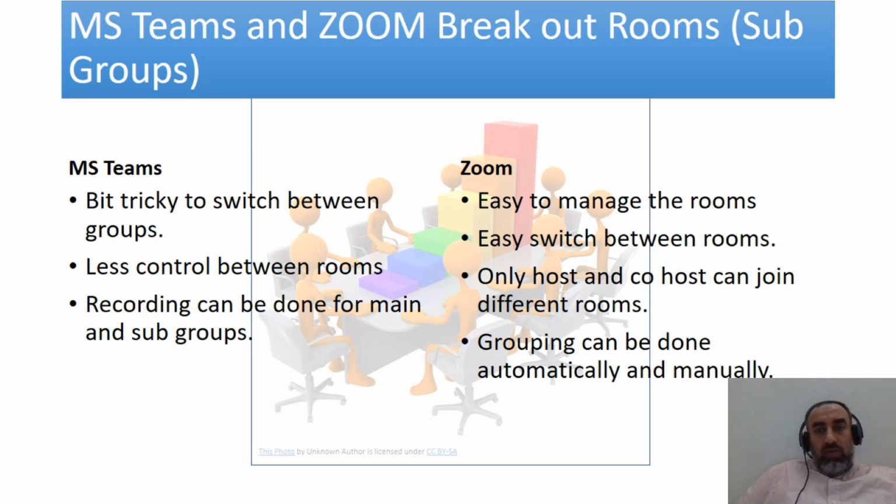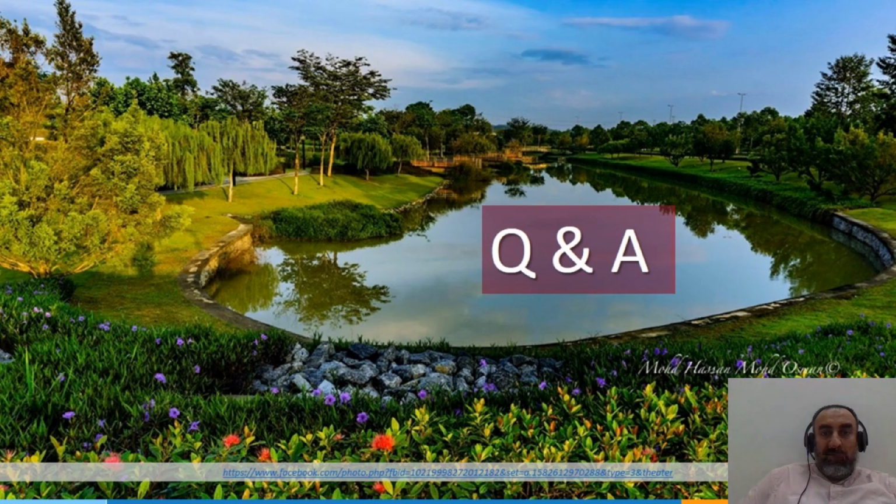So in Zoom, it's easy to manage the rooms. Okay, switching between rooms is easy compared to Microsoft Teams. Only the host and co-host can join different rooms, so participants won't be allowed to jump from one room to another room or one group to another group. And grouping can be done manually or even automatically. So you can just pick how many participants in one room, or you just pick the number of rooms and it will divide the total number of participants and push them randomly into different rooms. That's all.